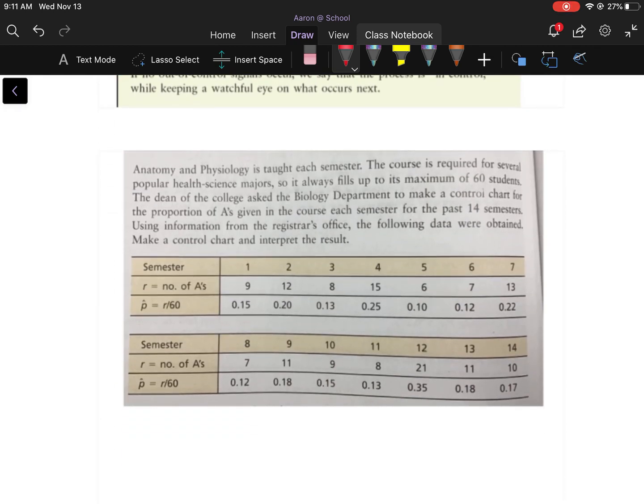It's an anatomy and physiology course that's taught each year. The course is required for several popular health science majors, so it always fills up with a maximum of 60 students. So each of these groups is 60 students. To get that number, it would be the number of successes, 9 out of 60. So the total number of R's is going to be 9 plus 12 plus 8 plus 15 plus 6 plus 7 plus 13. You get the idea. You're going to add up all those.